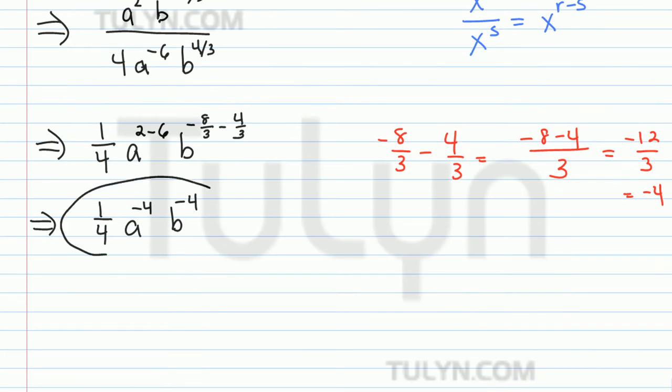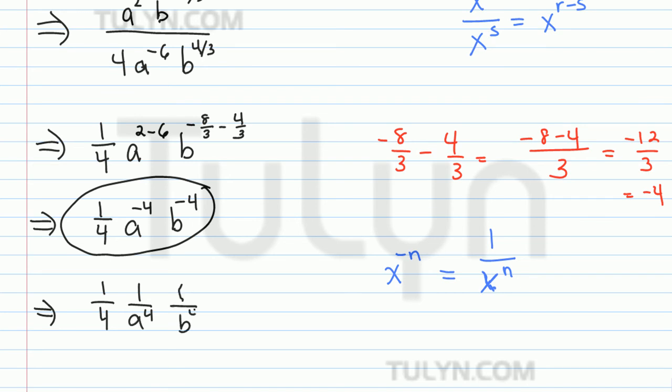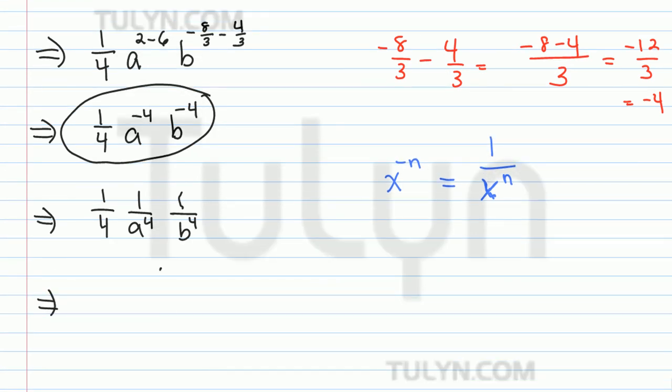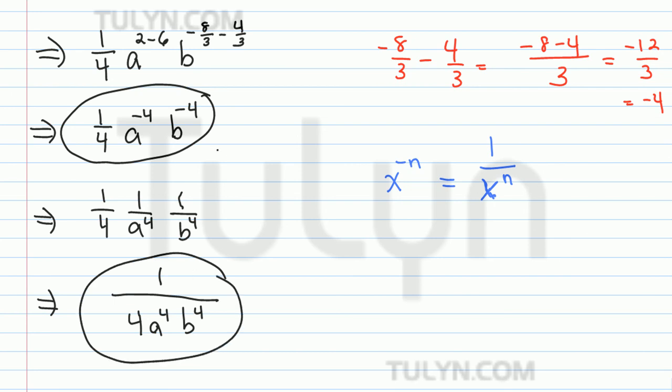So you can leave your answer like this since it's simplified, but if you want to go one step further, remember that if you have any power x taken to a negative exponent, so x taken to the negative n, for example, the negative part of the exponent gives you the reciprocal. So x to the negative n is the same thing as 1 over x to the n. So we can rewrite this as 1 over 4 times 1 over a to the 4th times 1 over b to the 4th. And then putting everything together, we get 1 over 4 times a to the 4th times b to the 4th. This is writing the number without any negative exponents, but these two equal the same thing. It's just a matter of notation, as it were.